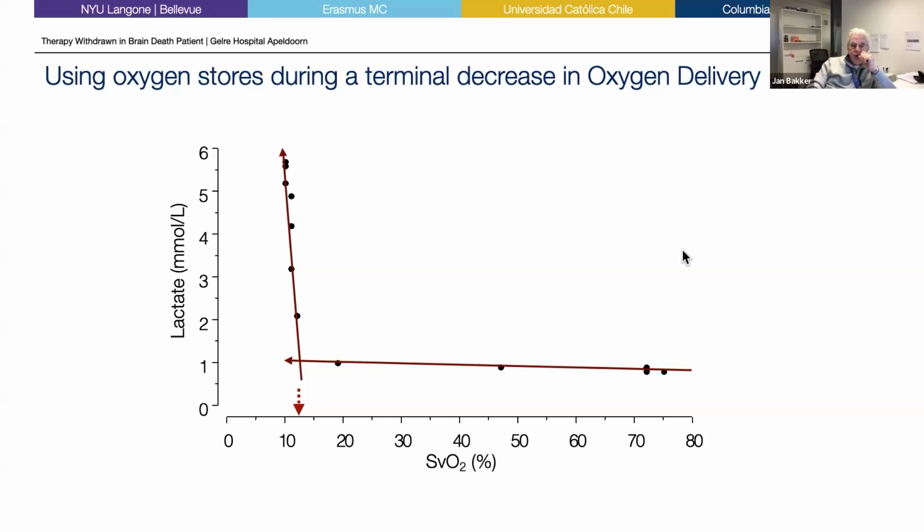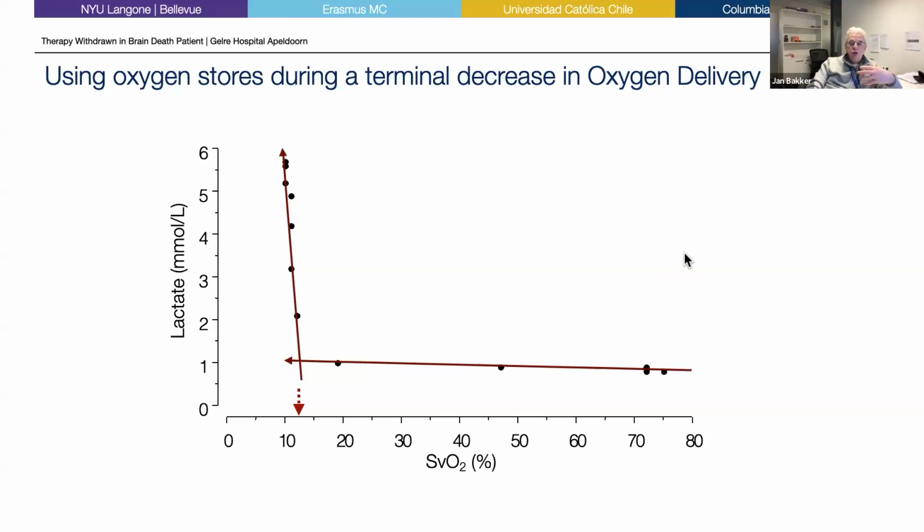That's because we use the oxygen reserve. Let's say our arterial saturation is 100%. The mixed venous saturation, so the saturation of hemoglobin returning from the tissues, is around 75%. And so we basically use only 25% of the total amount of oxygen available in our arterial system. And so there's a huge reserve.